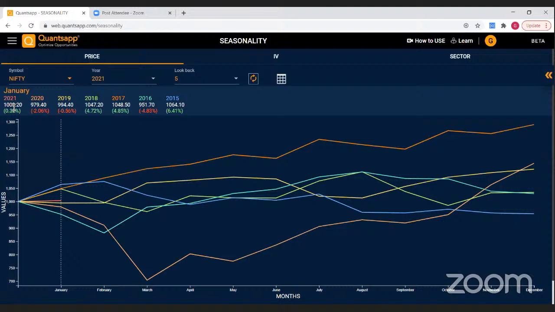So we can see the seasonality behavior in the stock, and we can identify the outlier. We can see how a particular season has an effect on a particular stock or sector. So this was about the seasonality behavior.